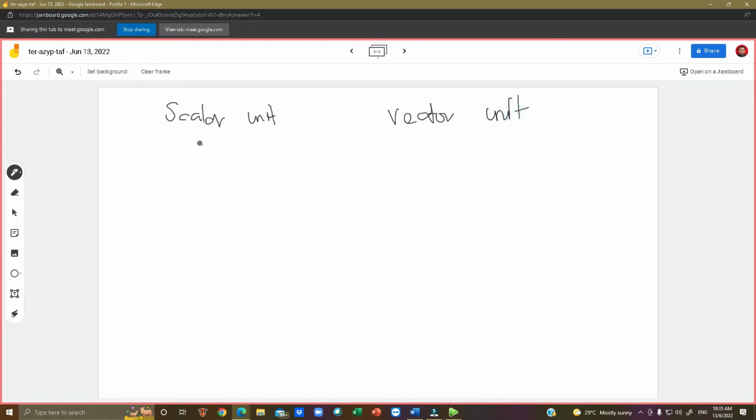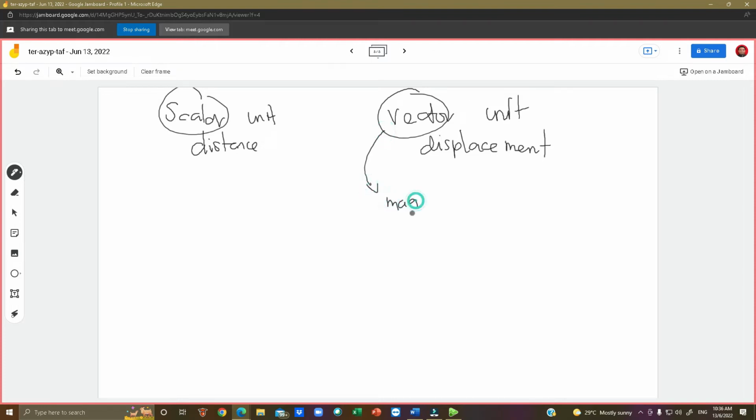Okay, distance dekat sini, displacement dekat sini. So what is the difference between scalar and vector? The major difference is when we talk about vector, vector has magnitude, vector has direction. Ini yang paling penting. Okay. Scalar unit, dia ada magnitude je.